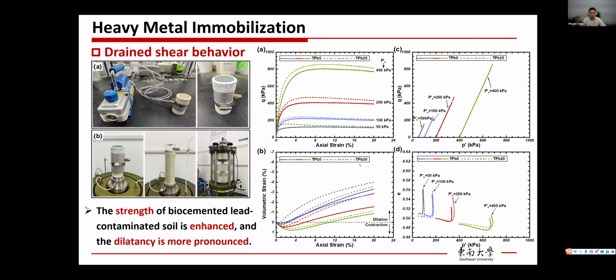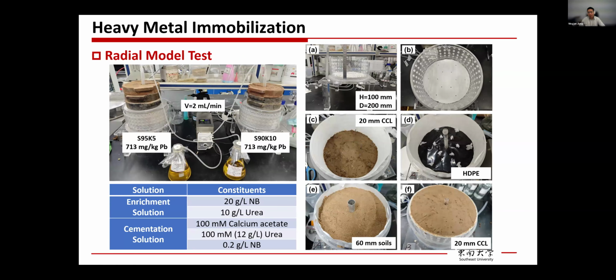Okay, so next, in order to validate its suitability in the field condition, we designed a small model test apparatus to simulate a radial injection condition, as you can see here. So here we have a cylindrical vessel. Then we have one layer of paper here. Then it's the compacted clay as a sealing layer, followed by HDPE here. Then it's our 60 millimeter target soil. It's also a sand clay mixture. Then finally on the top, it's another 20 millimeter compacted clay layer to prevent the preferential flow between the sand clay mixture and the top layer.